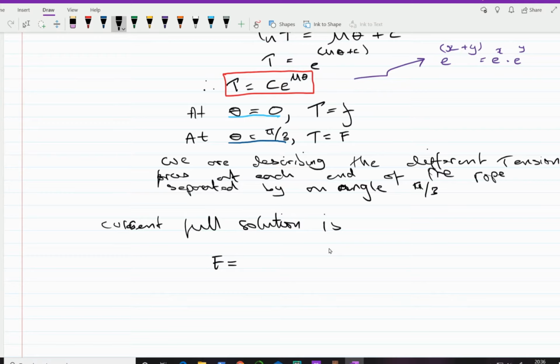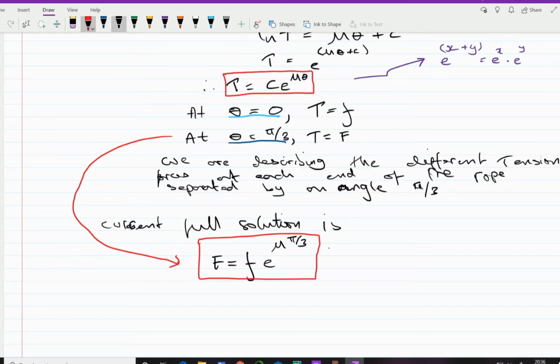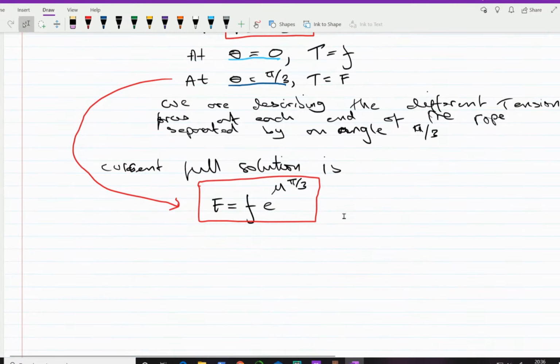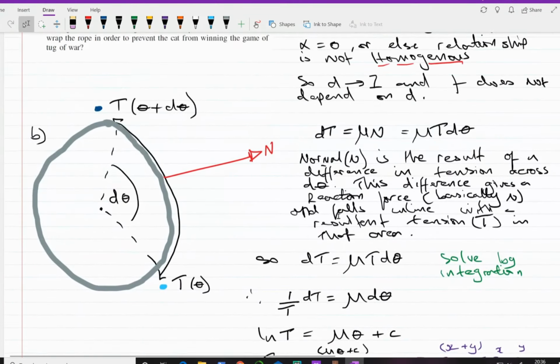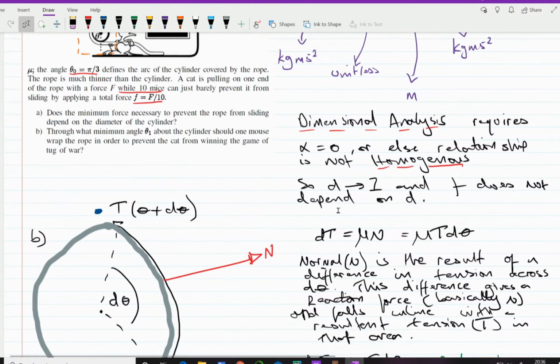Here I'm just rewriting our solution, replacing tension with the forces that we were given in the question and putting the constant of integration as F. I'm reiterating that F represents 10 mice, because the question asks us about one mouse. What would one mouse do?